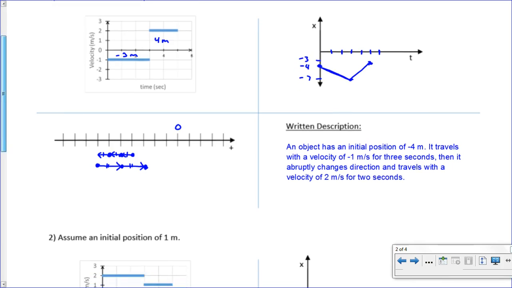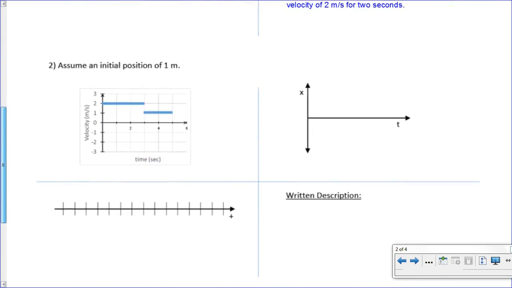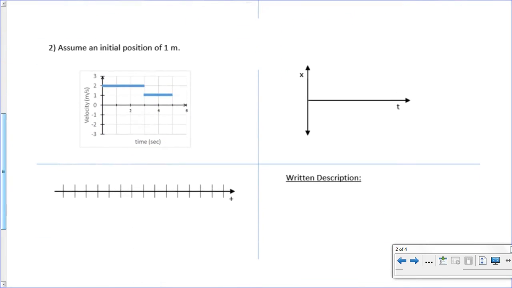All right, moving on to the next one. This one, similar. You can just look at the areas and see what the displacement would be for these different areas. In this first part, it goes 6 meters. All right, and then in the second part, it goes 2 meters. It says assume an initial position of 1.